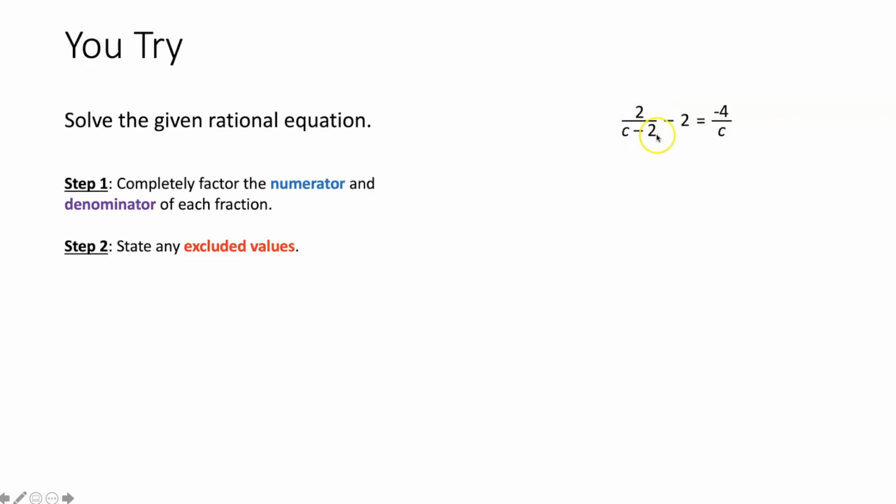What values of c would cause either denominator to equal 0 here? Well, we set c minus 2 equal to 0, solve for c. We get c is equal to 2. That's one of our excluded values. Over here, we set this denominator equal to 0, solve for c. We just get c equals 0. So our two excluded values are going to be c cannot equal 2 or 0.